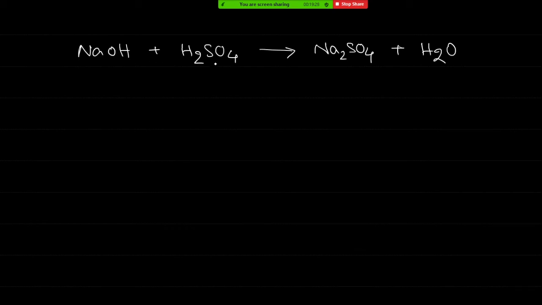Now, what information are we getting from the balanced chemical equation? For example, in this balanced chemical equation, sodium hydroxide, a base, is reacting with sulfuric acid, an acid. Acid and base react to form salt and water. Both of these react to form the salt sodium sulfate and water.